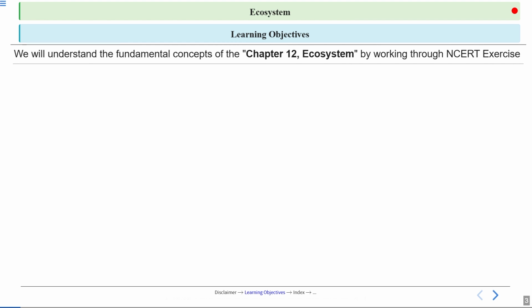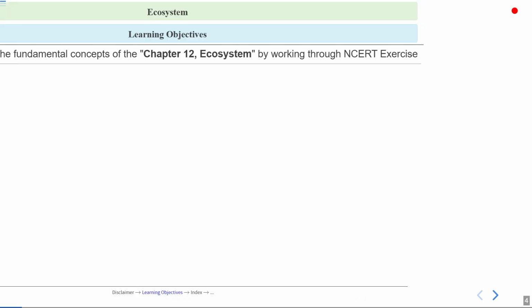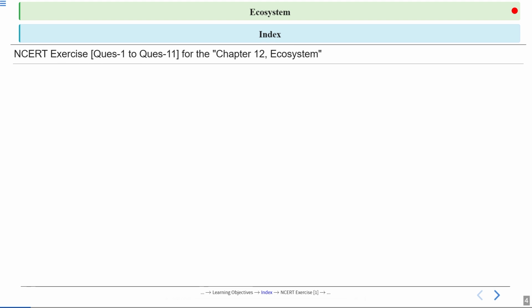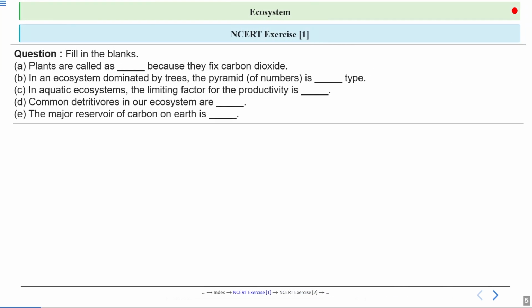So today we'll be discussing the basic concepts related to the chapter ecosystem by working through NCERT exercises. These exercises are based on some concepts. We'll discuss these concepts by discussing NCERT exercises. Okay, so today we'll be discussing NCERT exercises for the chapter ecosystem. Okay, so let's begin with this session.